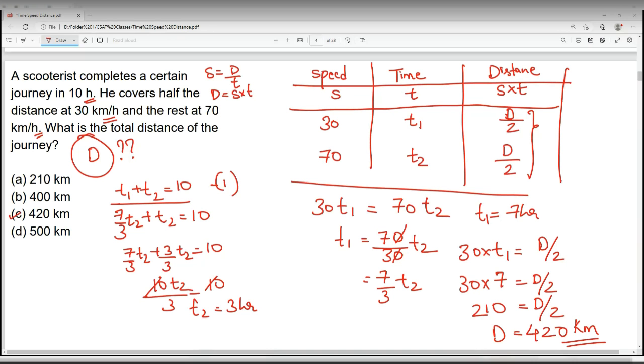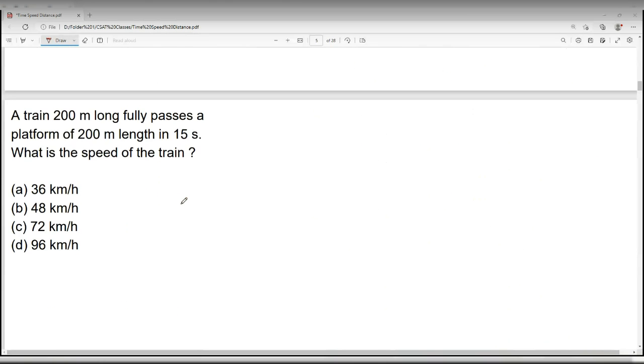Please, if you have any doubt, try to clear the doubt here itself. I hope you have understood this. So if no one has any doubt, we'll move to the next question. Please take around 3 minutes to solve.